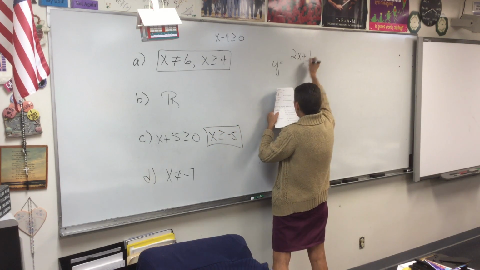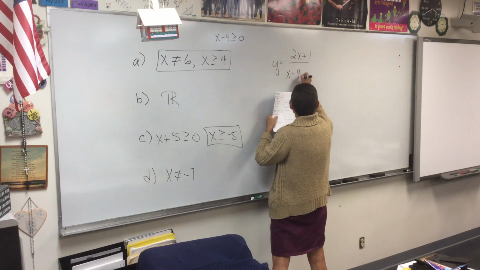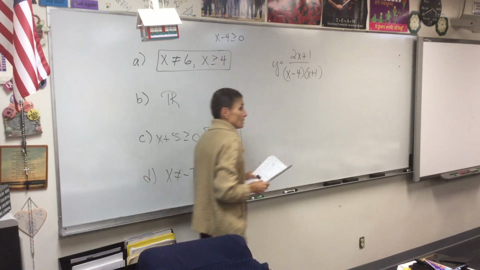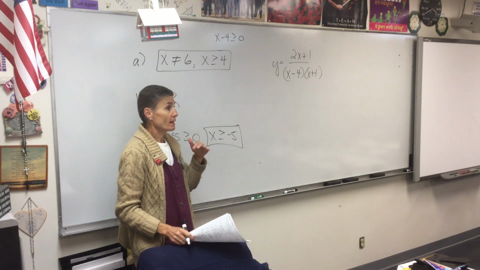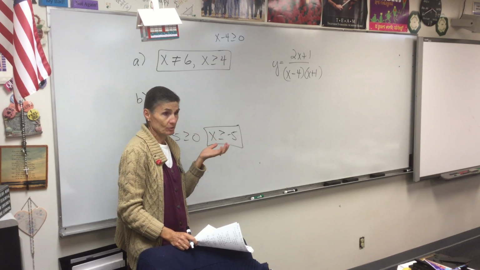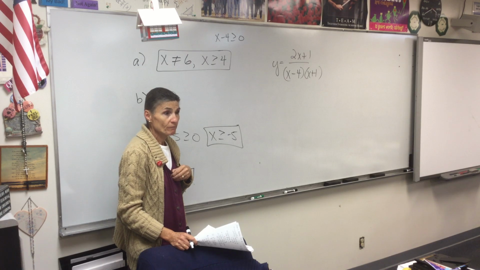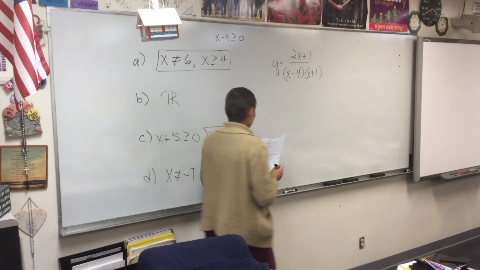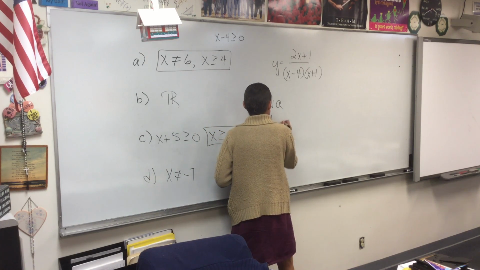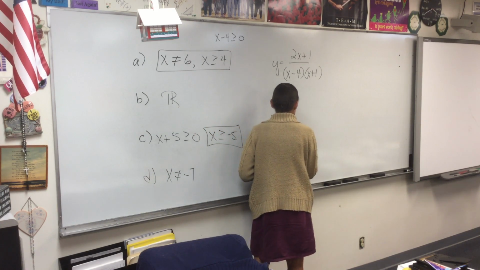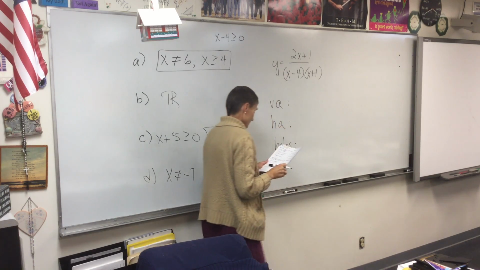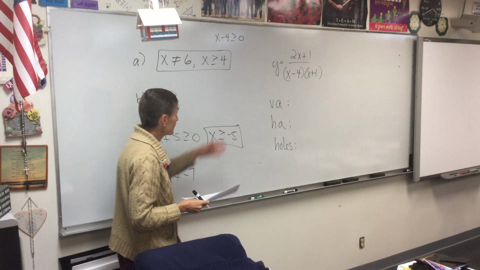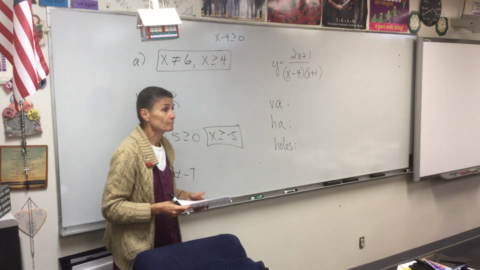All right, next problem. Here we go. I'm going to go ahead and factor it as I write it. At this point, everybody recognizes we have to factor, right? We should factor if we can. So here we are. My job is to find vertical asymptotes, horizontal asymptotes, and holes. All right? So what can you tell me about this problem?